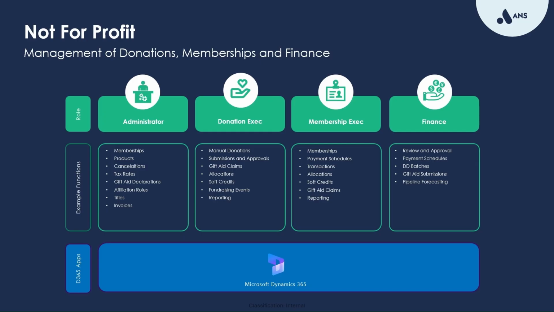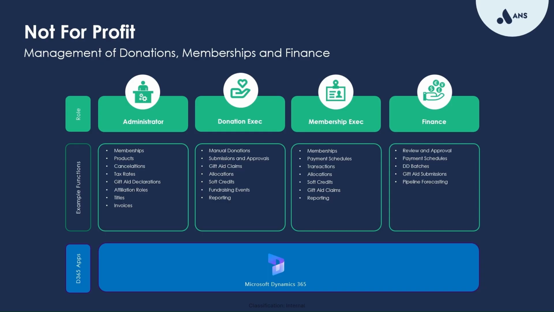Within Dynamics 365, with standard security, you can create security roles for different personas within the business. For example, you can create an administrator's role where referential data can be controlled, such as cancellation reasons or titles. You can create donation exec roles that can deal with donations and donation gift aid claims and allocations of soft credits. You can have a separate membership exec role that can deal only with memberships and their related actions. And you can also have a finance role that can review and approve financial submissions, complete direct debit batches, and complete gift aid submissions to the HMRC.